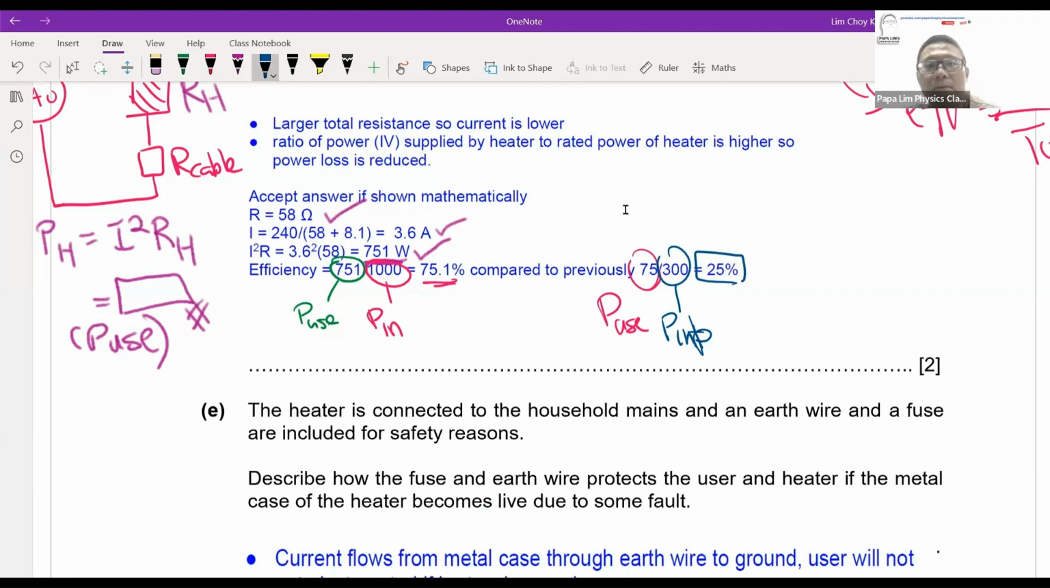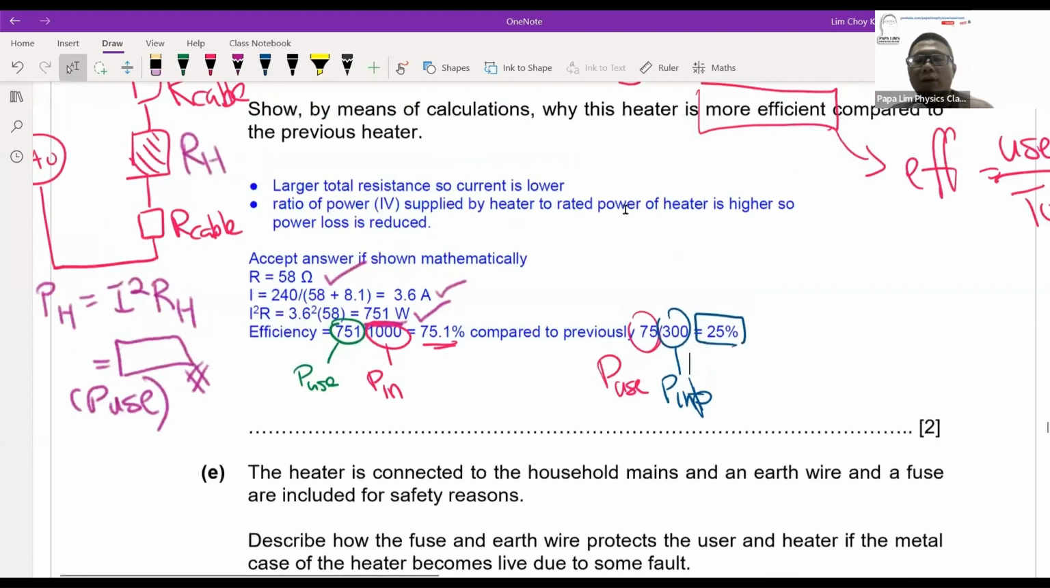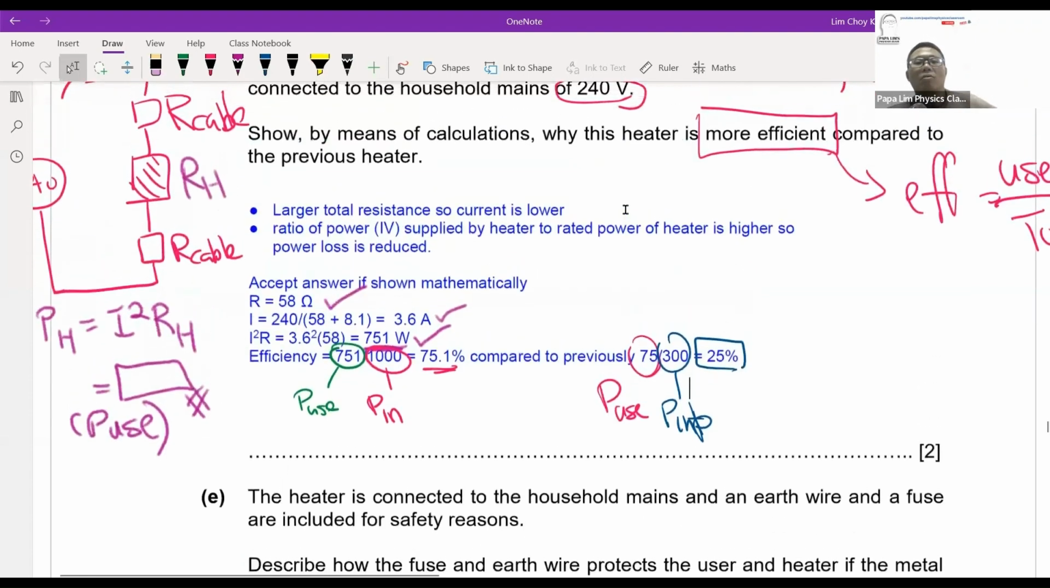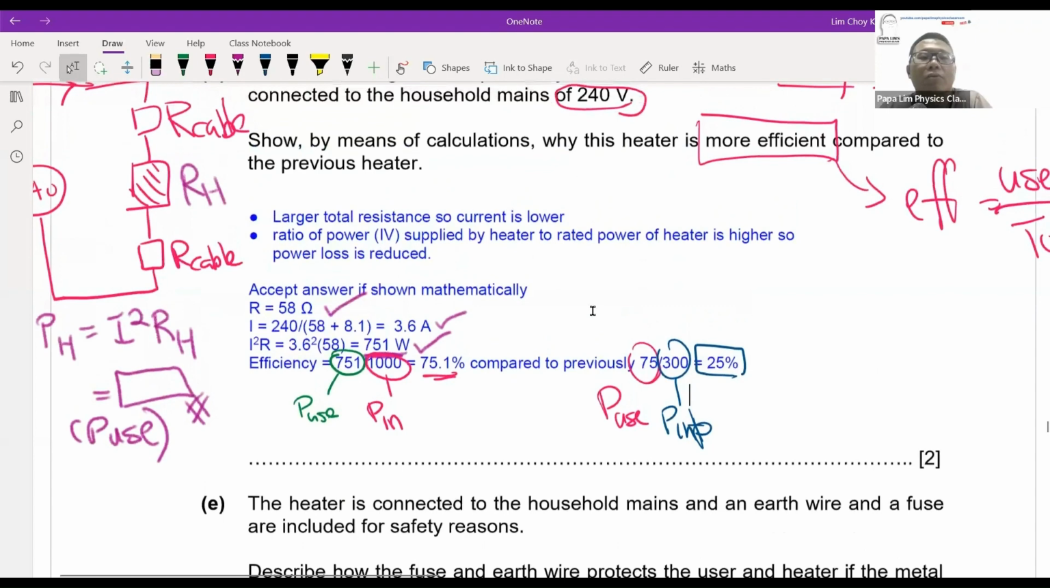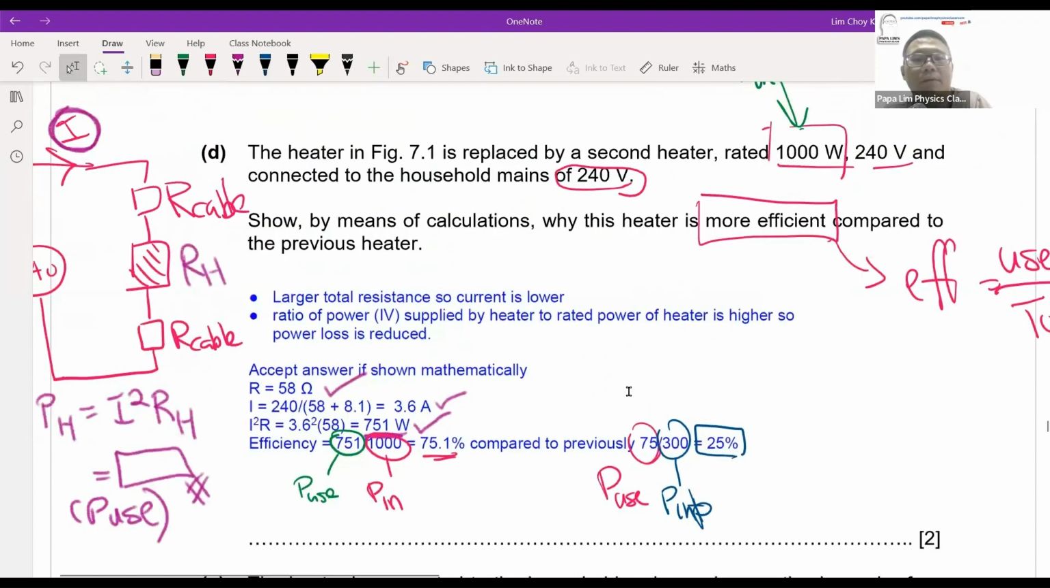So this is what we mean by using working by means of calculation to prove which heater is more efficient. And in this case, we find that the second heater is much more efficient as a heater. 75% of the power input is actually used for heating purposes.